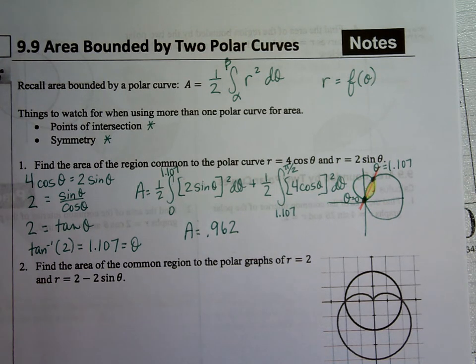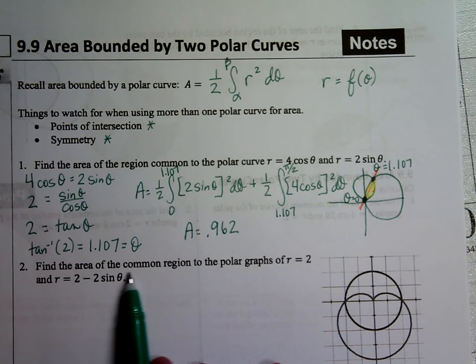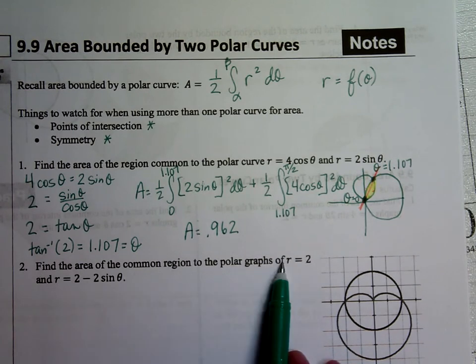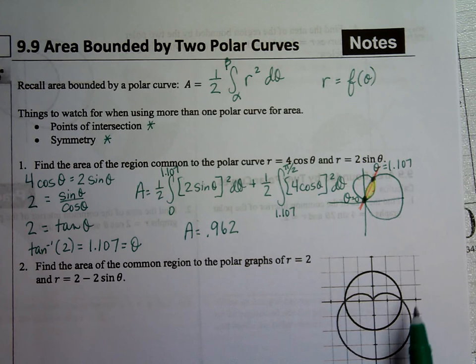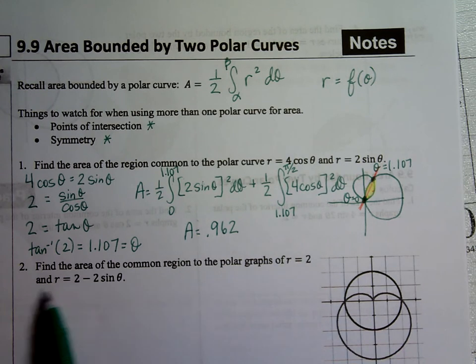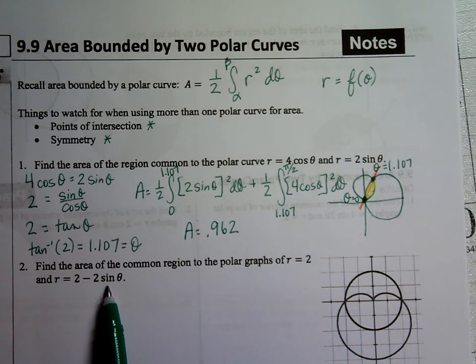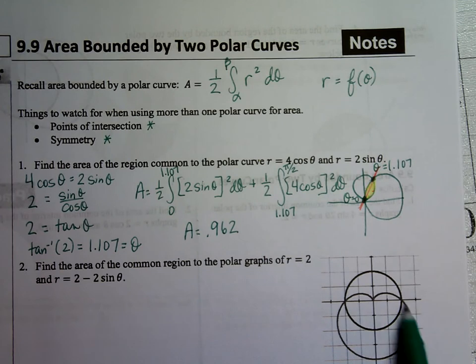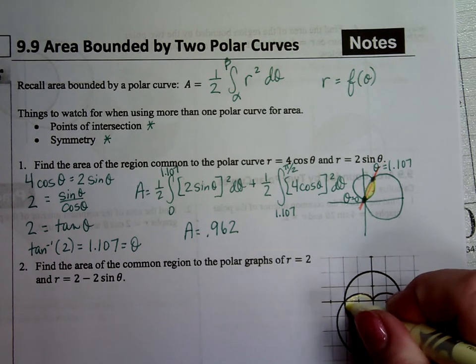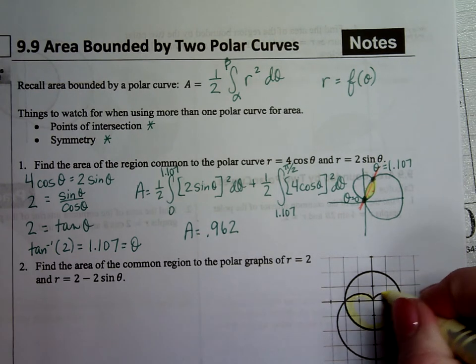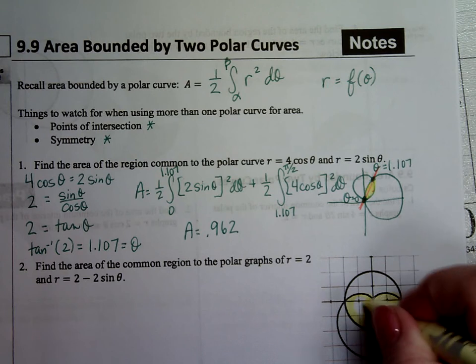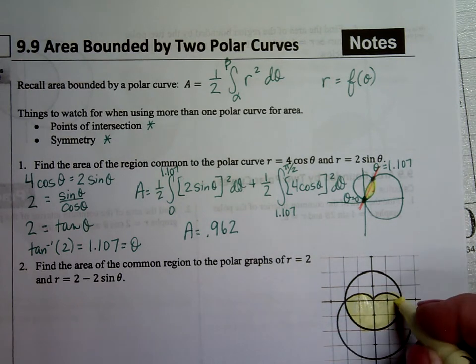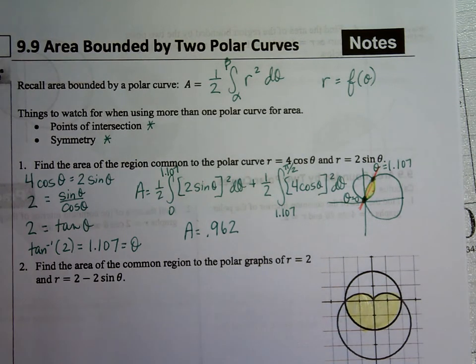Example number 2 is a whole different area, a whole different scene. Now this time they gave you a picture. Find the area of the common region to the polar graphs of r equals 2, that's the circle, and r equals 2 minus 2 sine of theta, and that's this guy here. So where are they common? And you're looking at this area in here. Again, this is a good section for a highlighter, so you can visualize what section you're talking about.